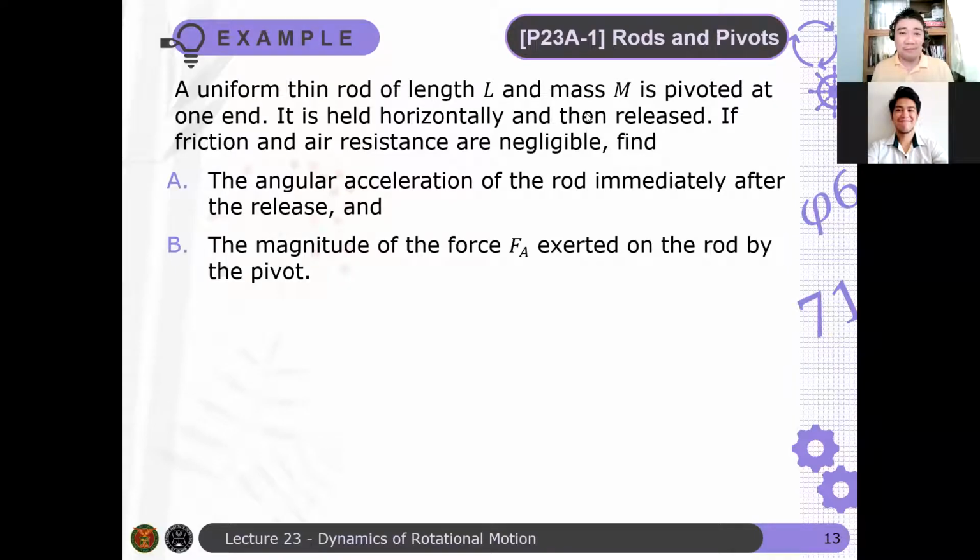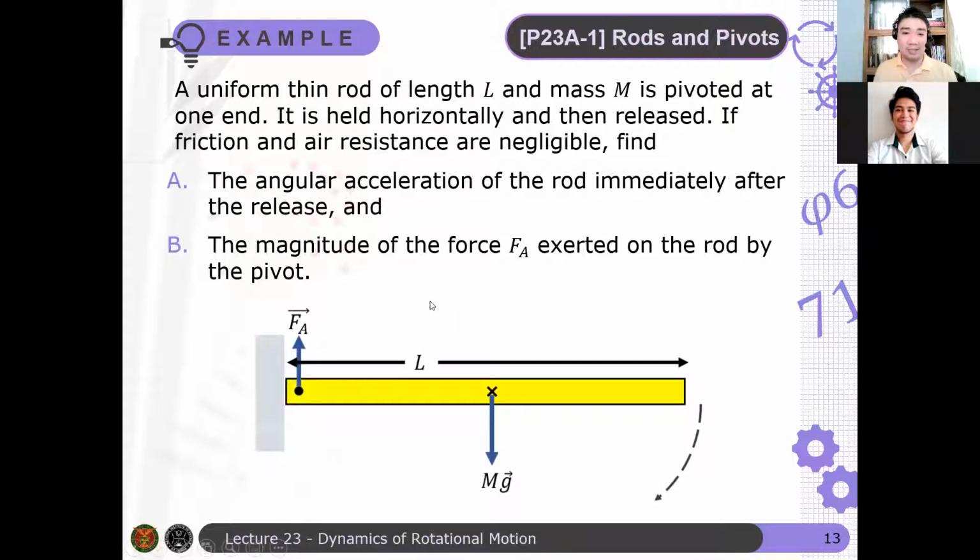Okay, so first problem of the day, rods and pivots. A uniform thin rod of length L and mass M is pivoted at one end. Just look like that. It is held horizontally and then released. If friction and air resistance are negligible, find A, the angular acceleration of the rod immediately after the release, and B, the magnitude of the force Fa exerted on the rod by the pivot. So that will be our first problem. So I'll just show you the solution to this problem.